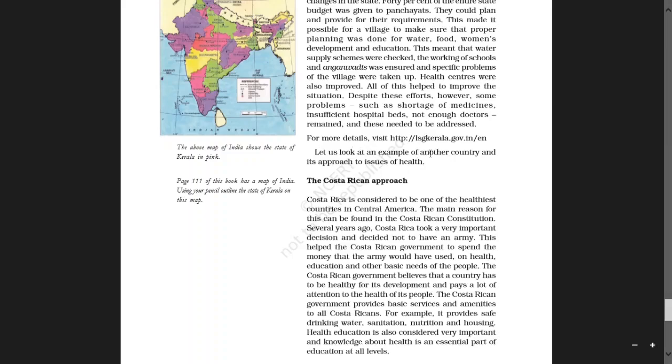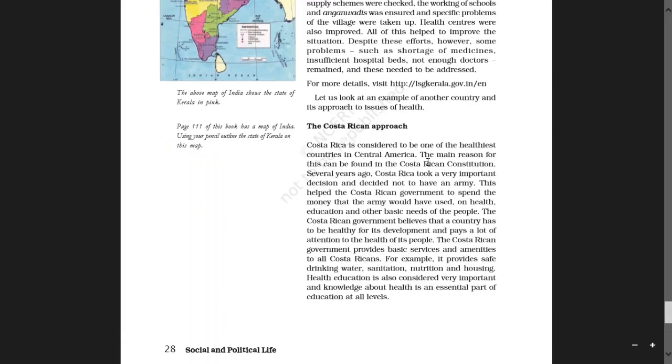Let us look at an example of another country and its approach to issues of health. Approach means to come nearer. The Costa Rican approach: Costa Rica, in Central America, is considered to be one of the healthiest countries in Central America. The main reason for this can be found in the Costa Rican Constitution.